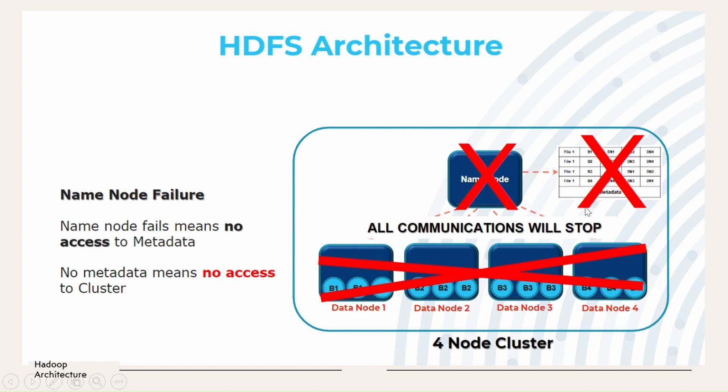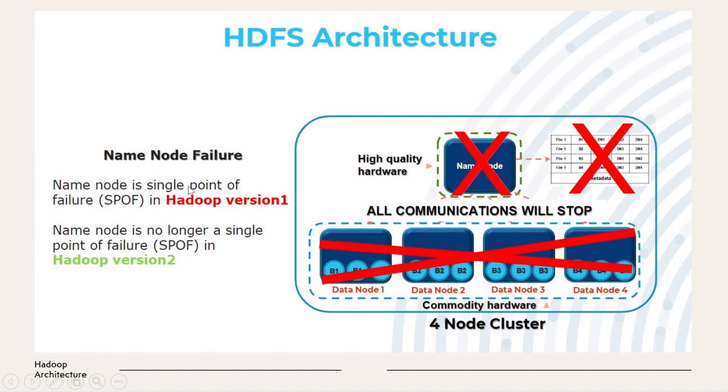We don't know where, because metadata is not there, how will we know which data is at which block and how it is distributed? We don't know anything. So no metadata means no access to the cluster. So, name node failure, what will happen? The name node is a single point of failure, SPOF, in Hadoop 1.